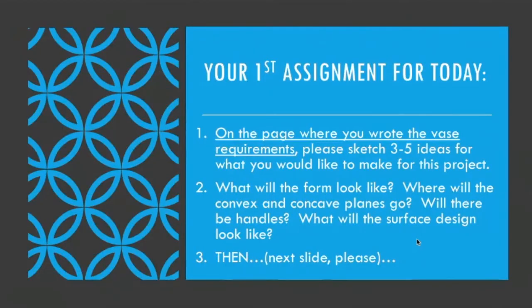Okay, so you have 2 activities that you need to do today, and then you're going to take 1 photo of those 2 activities. So on this page where you just took your notes and just wrote the requirements, I'm going to ask that you sketch 3 to 5 ideas for what you might want to make for this vase. And you know, just do the best you can with your sketches. This isn't drawing class, but in your sketches, I do want to see the form of it. I want to see the convex and concave. I want to see if you're going to put handles on it. I want to see what your surface design might be. What might you paint on with the engobe?